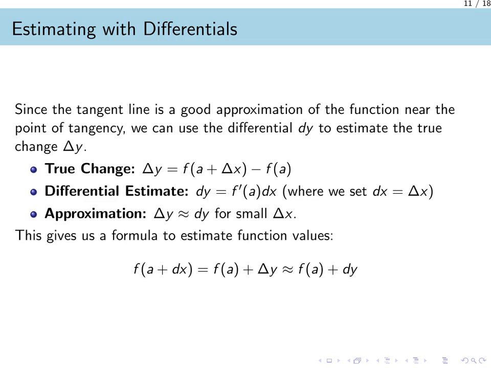This gives us a powerful formula. The function's value at a nearby point is approximately equal to its value at a, plus our differential estimate dy. For example, to quickly estimate the increase in a circle's area when its radius grows from 10 to 10.1 meters, we can use the differential dA instead of calculating the more complex true change. The key is that dy is the simple change on the tangent line, which approximates the actual change on the curve.